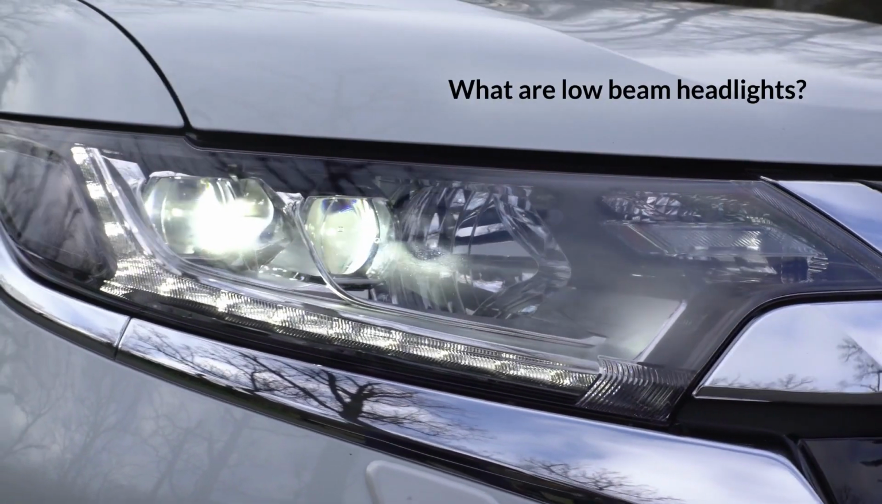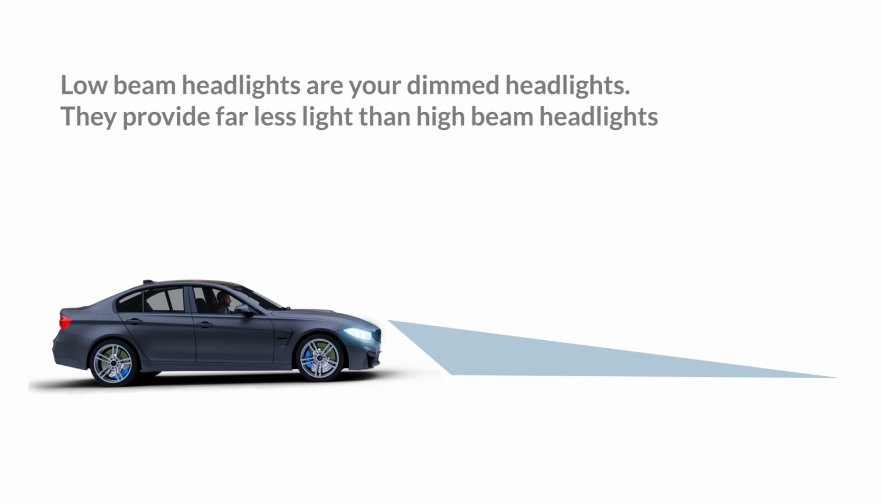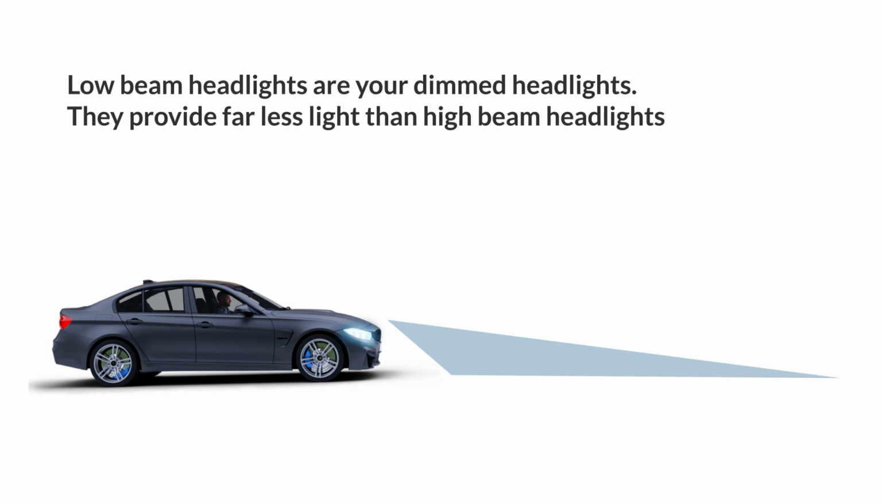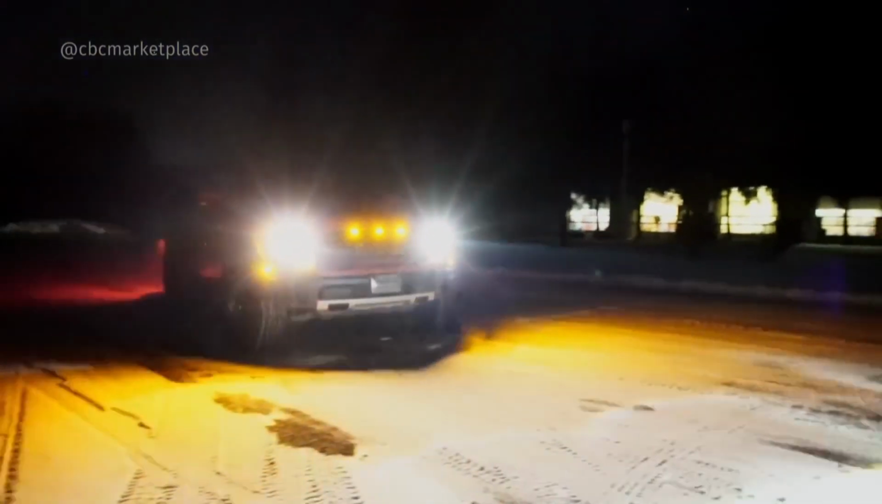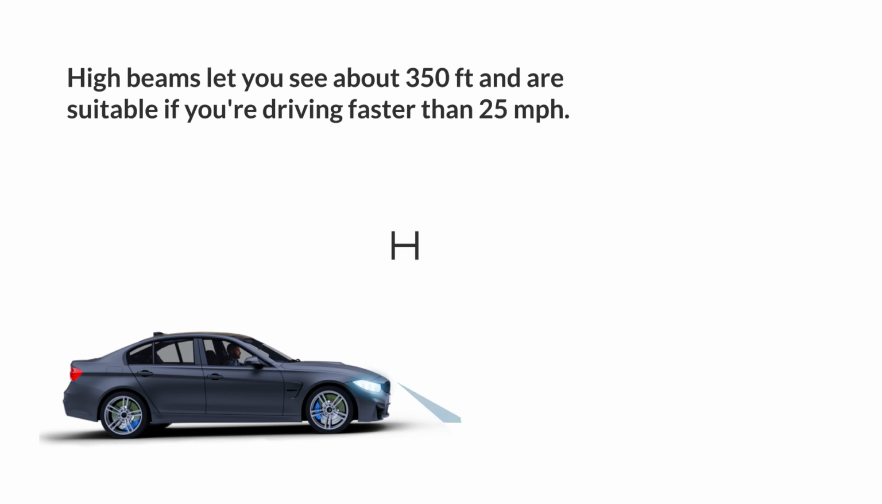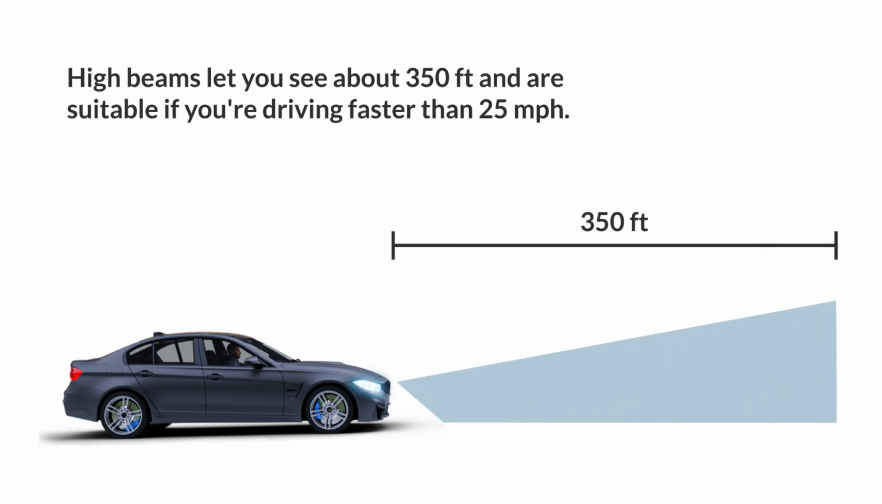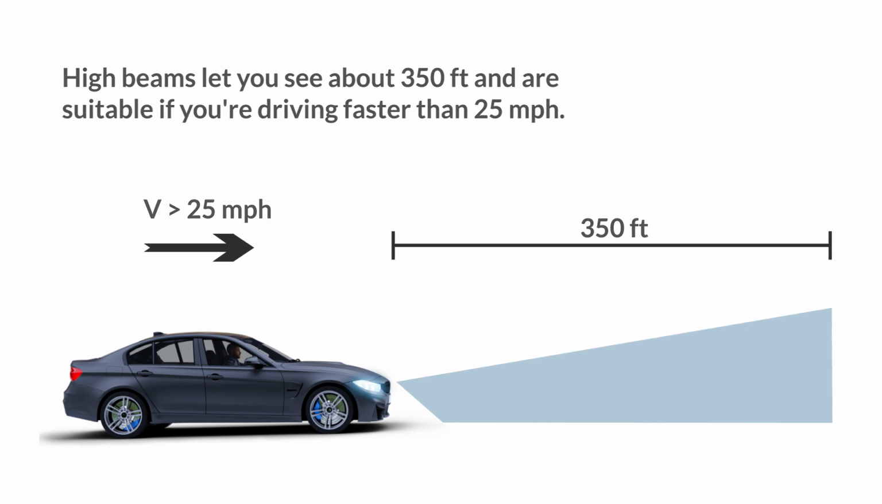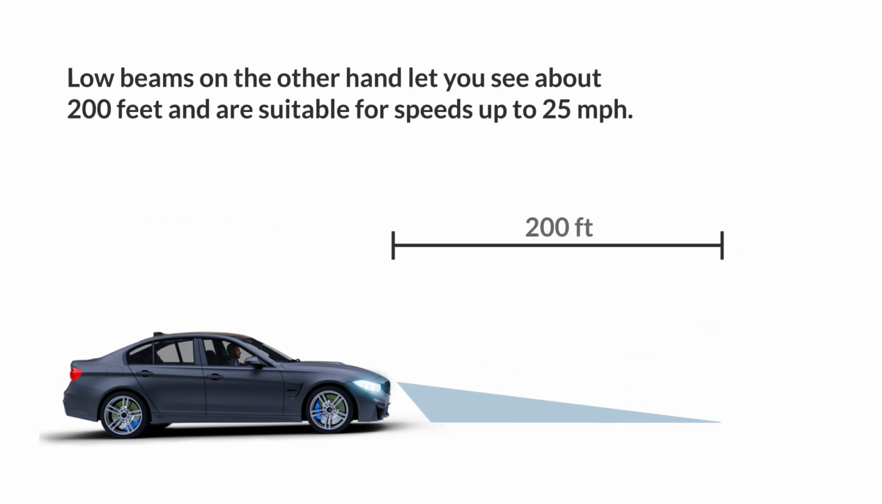So, what are low beam headlights? Low beam headlights are your dimmed headlights. They provide far less light than high beam headlights, but there is no risk of blinding other road users when using low beams. High beams let you see about 350 feet and are suitable if you're driving faster than 25 miles per hour. Low beams, on the other hand, let you see about 200 feet and are suitable for speeds up to 25 miles per hour.